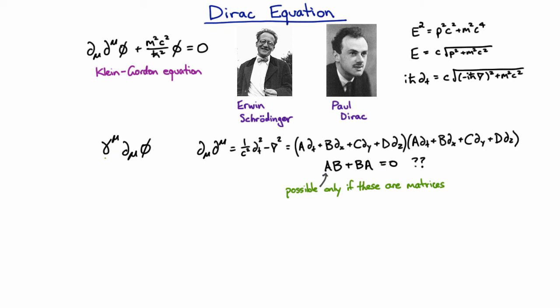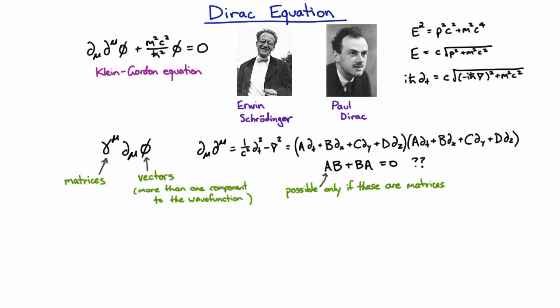Now, of course, if these gammas are matrices, then this thing, this phi, is going to have to be a vector, because these matrices are going to have to be acting on something of the same shape, or else we'll have illegal operations. So this will be a matrix acting on a vector. And so in fact, what he discovered was that there had to be more than one component to the wave function.